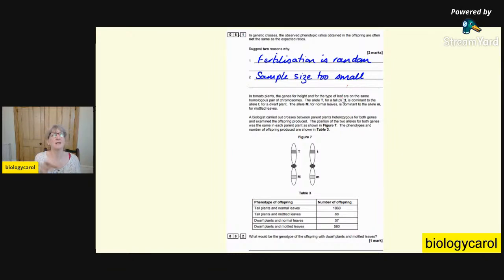You don't see a 3-to-1 ratio in a human family of 4 kids. Doesn't happen, or very rarely, because the sample size is too small. Humans have too few kids. Dear old Drosophila or peas, hundreds of offspring. You're far more likely to be closer to the ratio that you're expecting. Anyway, so there we go.